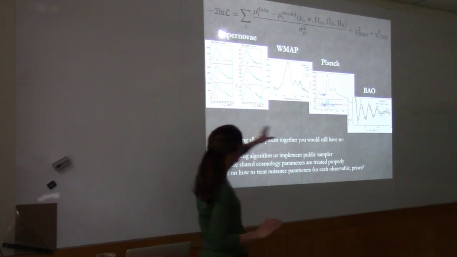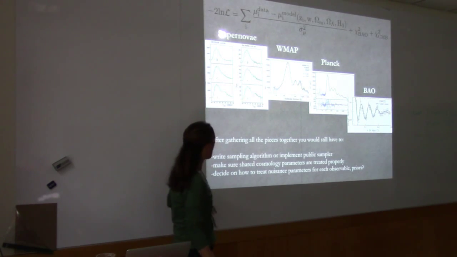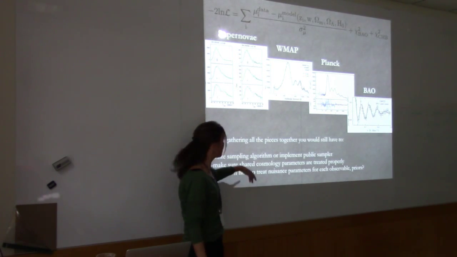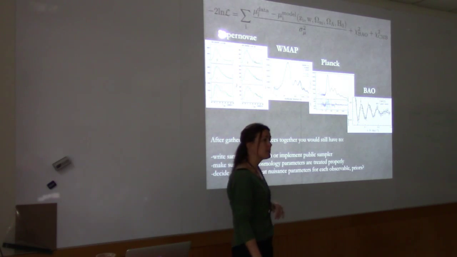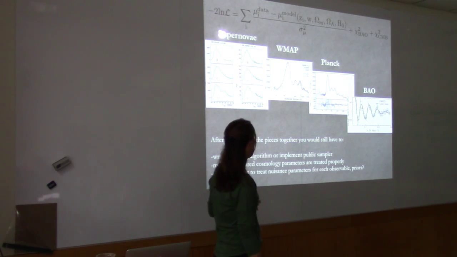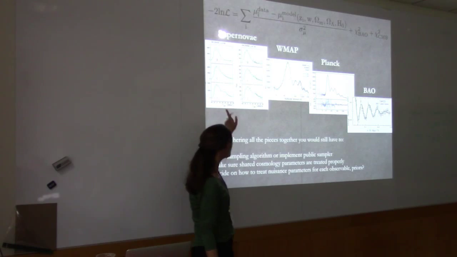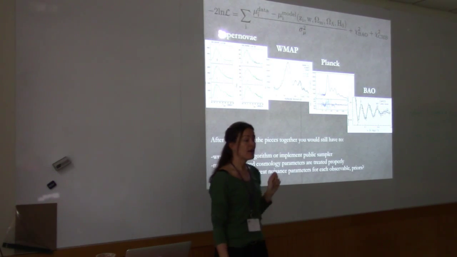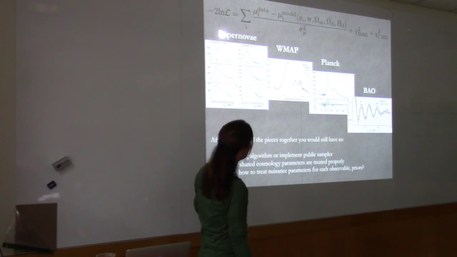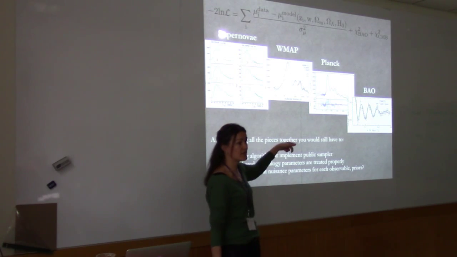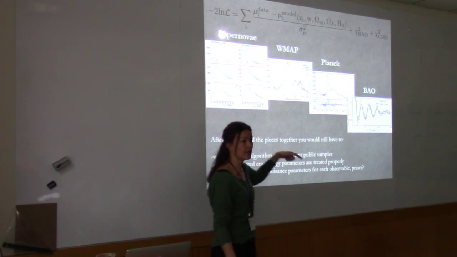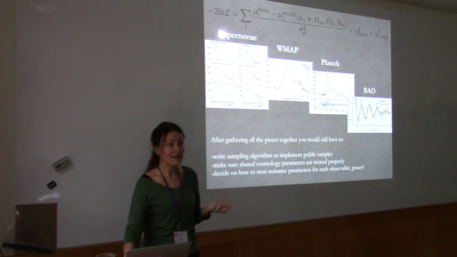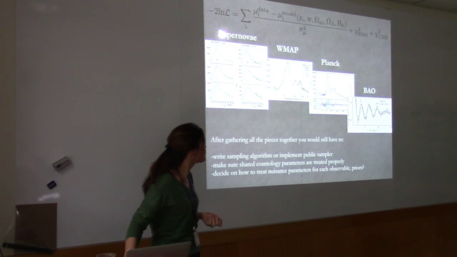So after you've pieced all these things together, you still have to maybe write your own sampling algorithm or implement one of the public samplers that is out there. You also need to make sure that the shared cosmological parameters between all of these probes are treated properly in both the likelihood and inside the models in each of the probes. And then you may have shared nuisance parameters between each of these that you need to take into account in your system that you're building. So clearly this looks like an awful lot of work.